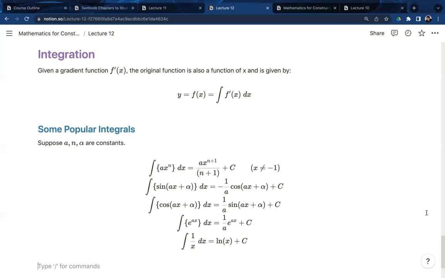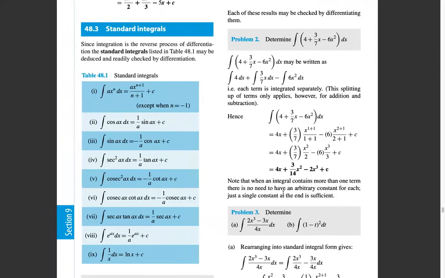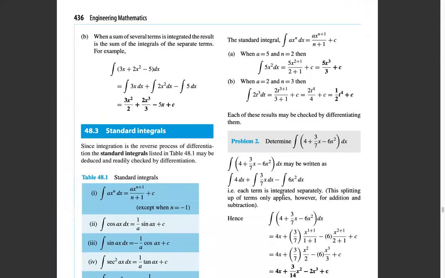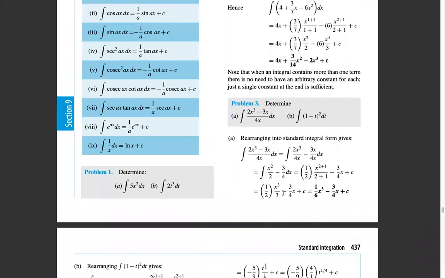So we'll do some examples here that we can check from the book. You see this question here, determine the integral of 5x squared dx. So pretend 5x squared is your gradient function. What's the original function that would have caused that gradient function? Similarly to tk with respect to t.